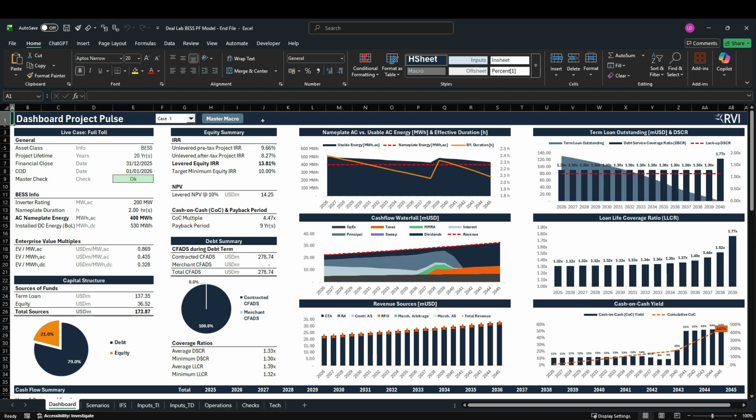Up to now, we have built a full cash flow bridge all the way down to free cash flow to equity. And once we have equity cash flows, we can finally calculate the key equity return KPIs investors care about: levered equity IRR, NPV, cash on cash multiple, and payback period.